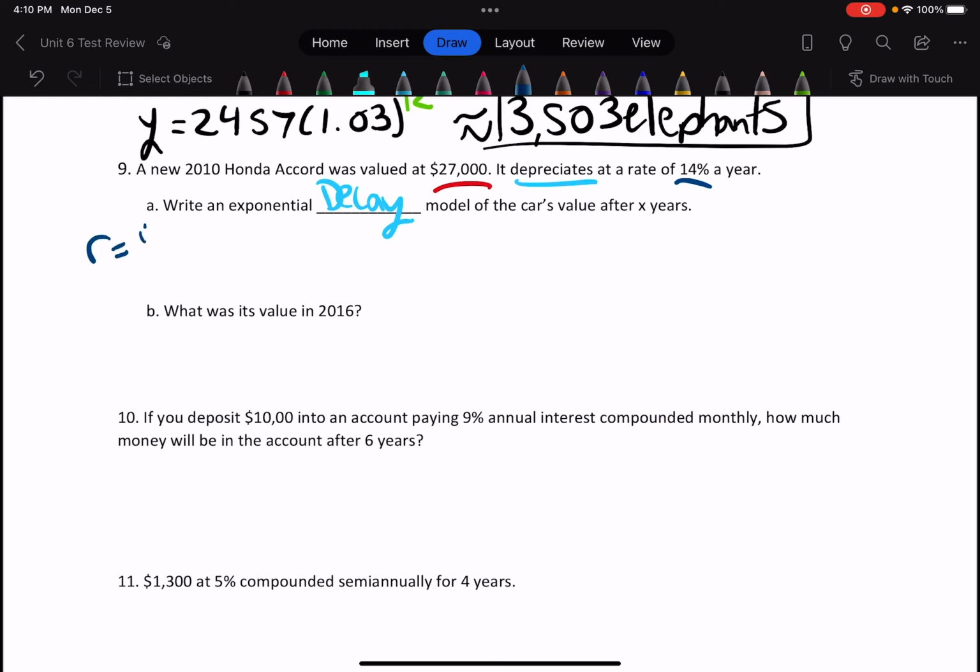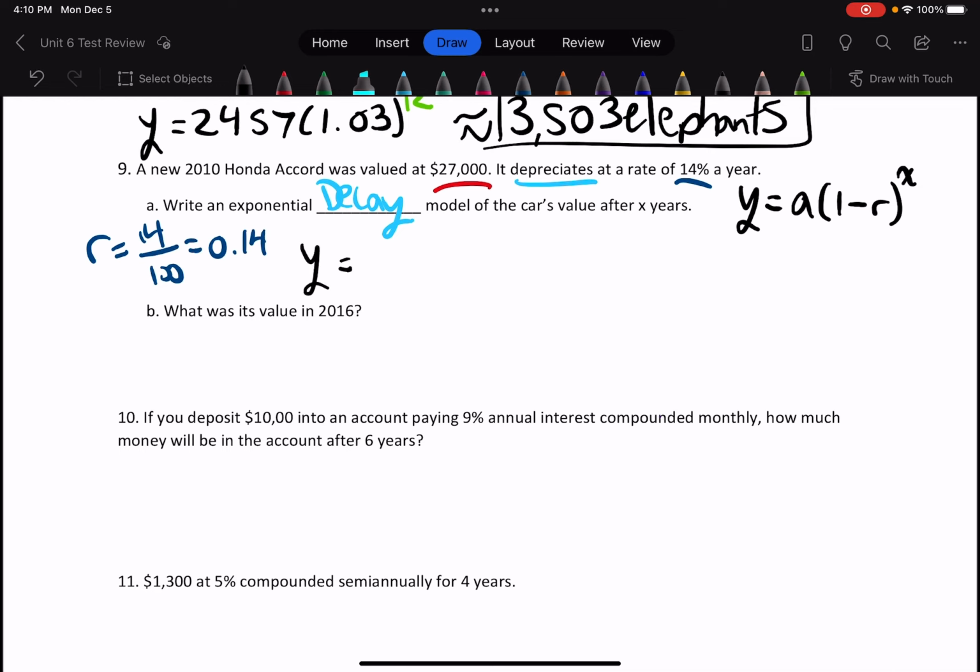First thing I want to do is convert that 14% to a decimal. So that's going to give me a rate of 0.14. And I know that my decay formula is y equals a multiplied by 1 minus my rate, because I need to be less than 1, I'm losing value here, to the x power, where that x represents the time in years.